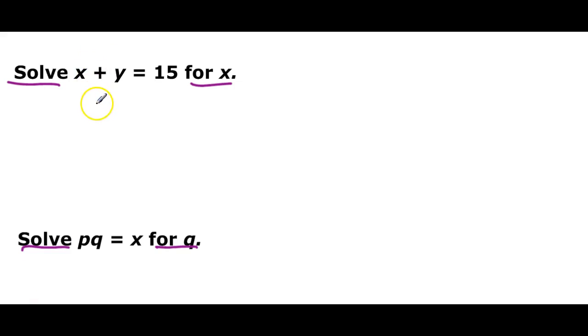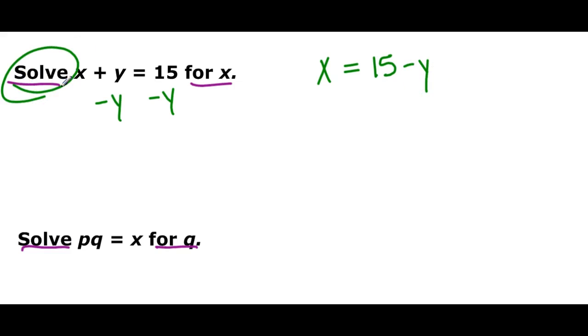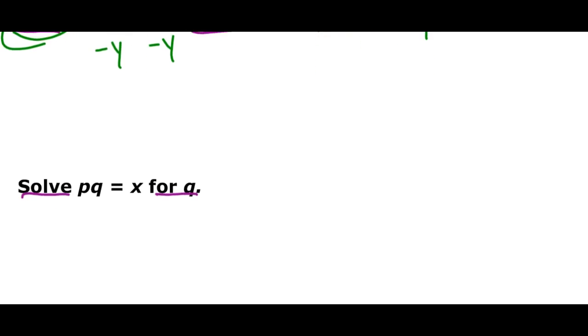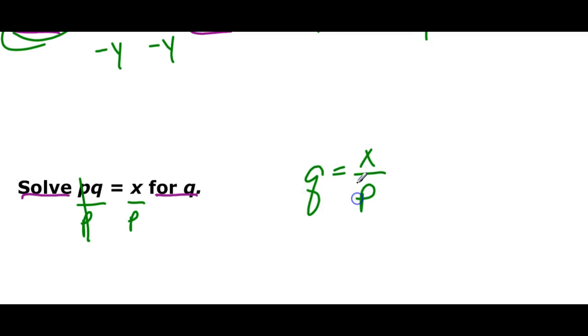So up here, this is pretty easy. Subtract y, subtract y. X is equal to 15 minus y. Again, when it uses the word solve, it doesn't necessarily always mean that you're going to get a value answer. Here, I want you to solve for q. Again, pretty easy. Divide both sides by p. This cancels out. I get q is equal to x over p. You need to try this with your science ones. And that's it.